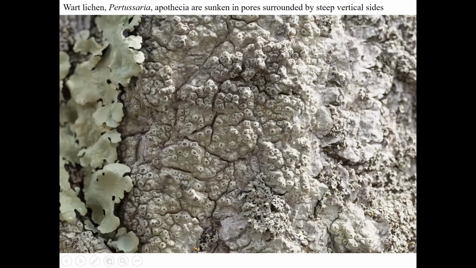These guys called wart lichens are crustose lichens whose perithecia are buried in little volcano-like pits. So it looks really bumpy. It's called wart lichen. And if you take one of these home to the lab, cross-section it and look at it under magnification, you see some details of the spores, and you can identify it.